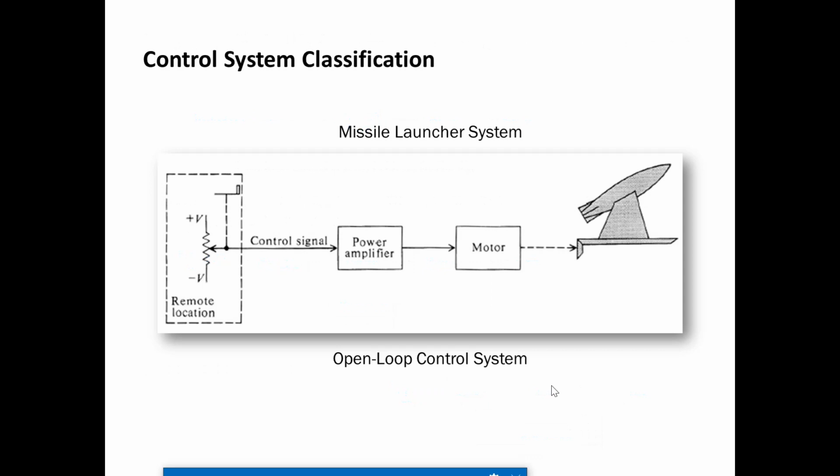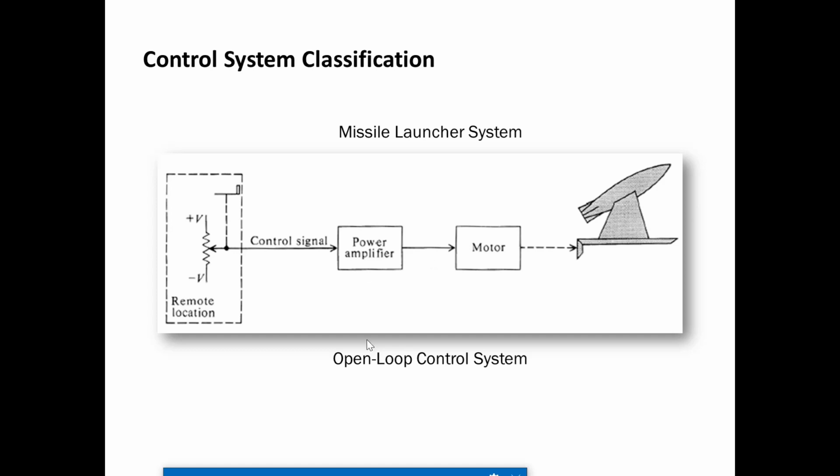Then some of the examples of an open loop control system we can see here. It is a missile launcher system. Here we have a remote location, that is a programming element. From that we are going to send a control signal to a power amplifier. From that power amplifier we are going to amplify the signals, and again we are going to actuate the motor actuator, and the process can be done through launching a missile. That is nothing but an open loop control system, the missile launcher system.